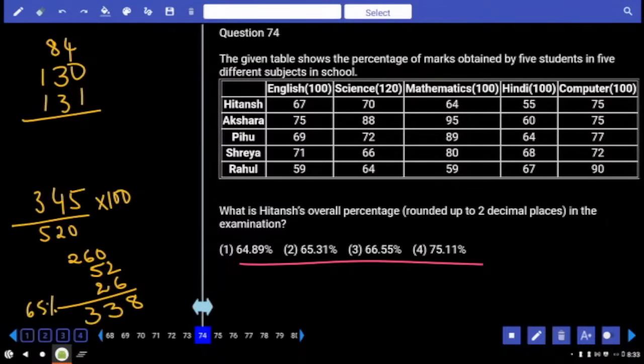Answer should be more than that. How many marks more? 7 marks, which is more than 1%. More than 1%. So answer should be more than 66. Answer.